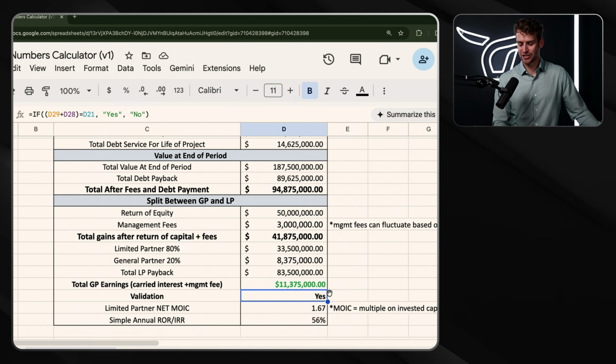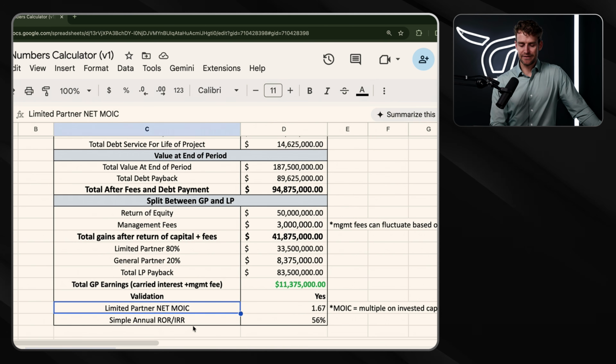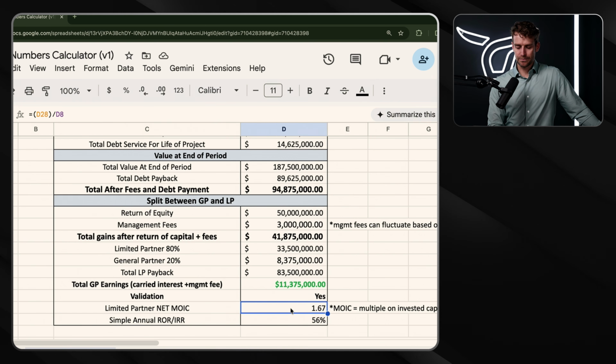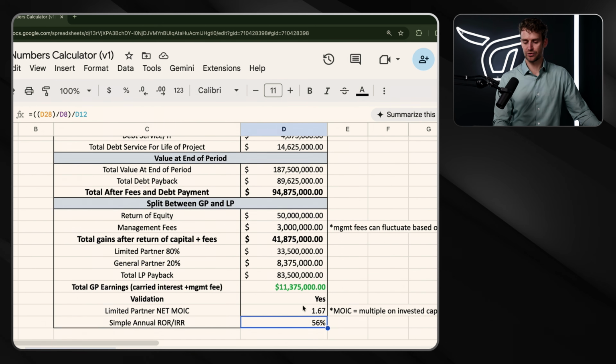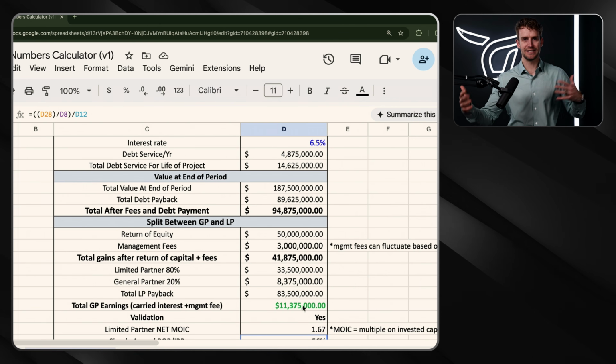Okay. This is my check validation. So multiple on invested capital for limited partners, they got a 1.67x, and our simple annual rate of return was 56% over 3 years. Not too bad. You kind of see how the numbers play out.